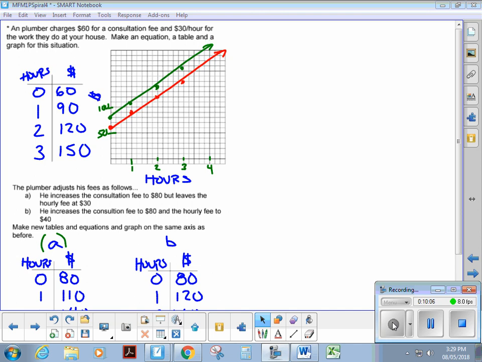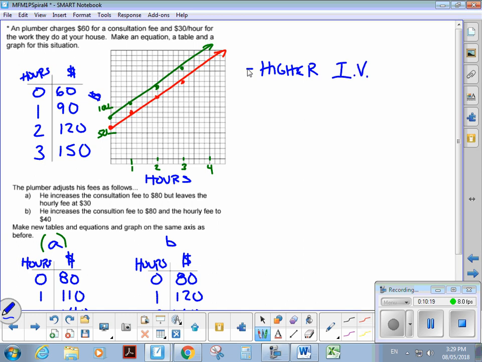If we take a look and see what happens here, we see that the two lines are still parallel. They're just higher. So the higher initial value moves the original line up, so it stays parallel. These two lines still are parallel to each other. The only difference is that the green one is now $20 higher every time.